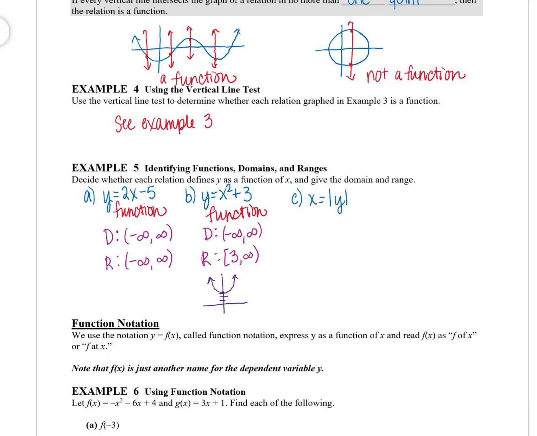Now this one, do you see how you could have two different y values for the same x? An example would be with x is 3, do you see how y could be 3 or negative 3? We could also write this as y is equal to positive or negative x if we think of the definition of the absolute value sign. So these two equations mean the same thing. And this is for x greater than or equal to 0.